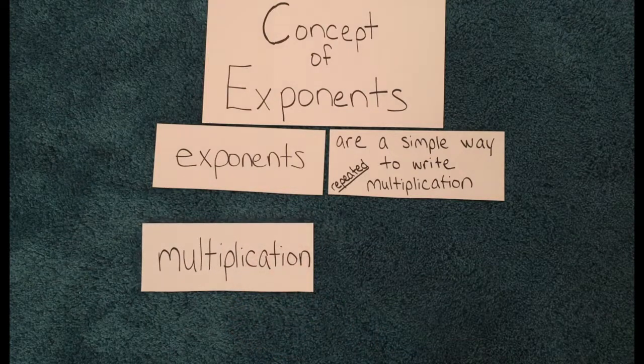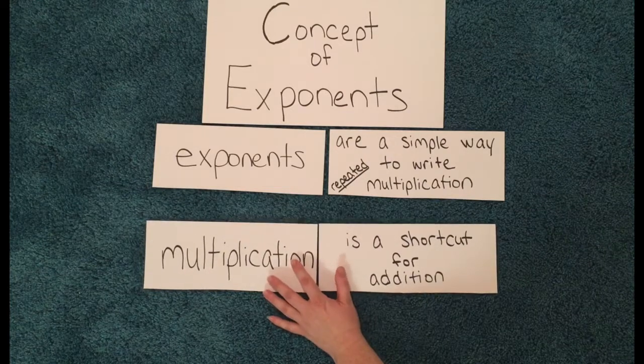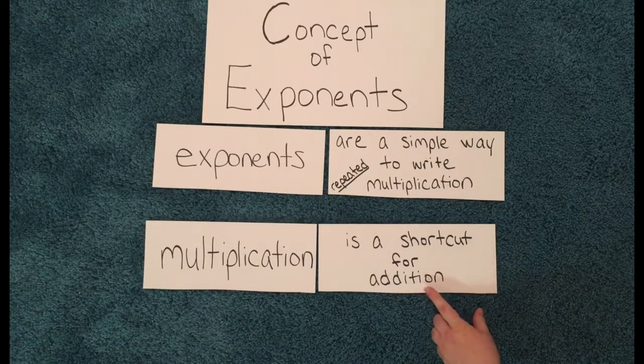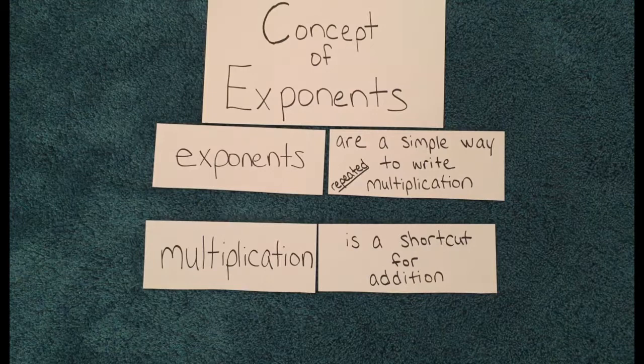Multiplication is a shortcut for addition. Now, it's possible to get these mixed up and think that exponents are repeated addition. So in this video, we will look at a concrete example of how multiplication is repeated addition, and then how exponents build from that.